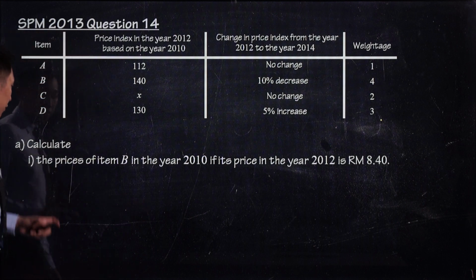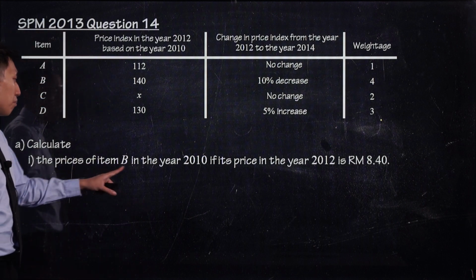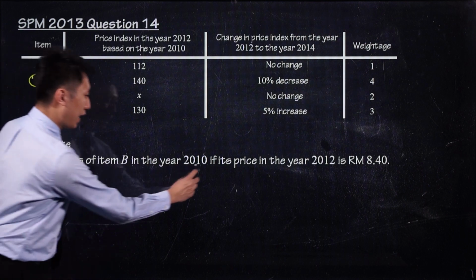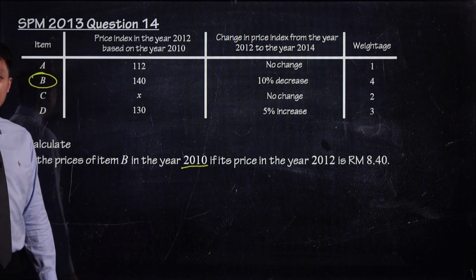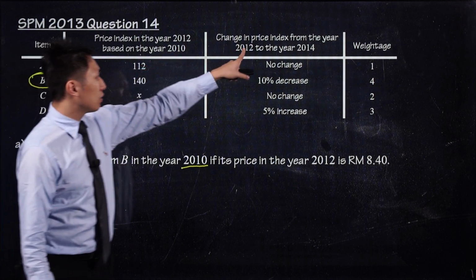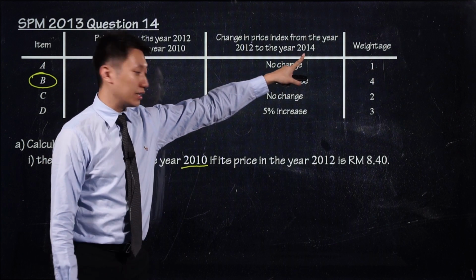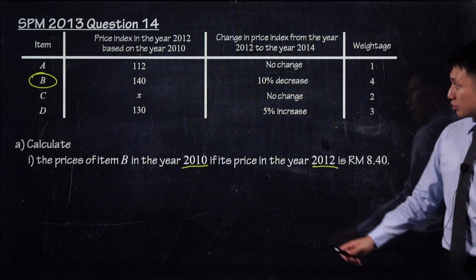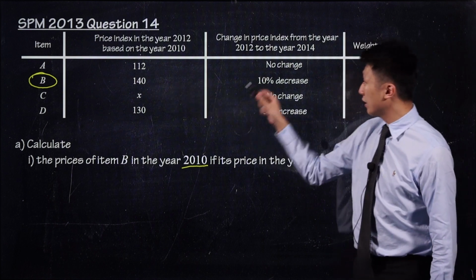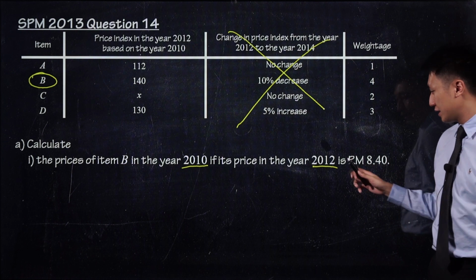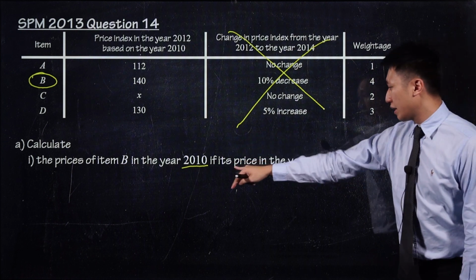Okay, so first you're going to calculate the price of item B here in the year 2010. So you need to see which year you are looking at. So 2012, 2010, 2012, 2014. So this one is 2010, 2012. Okay, so you are looking at this column only. This one you can ignore.